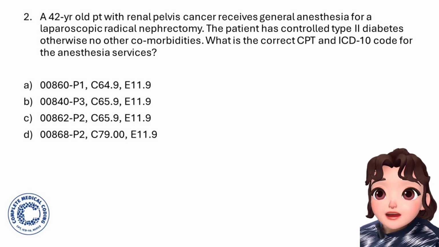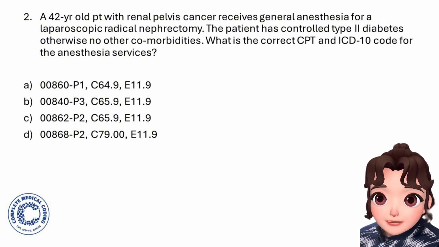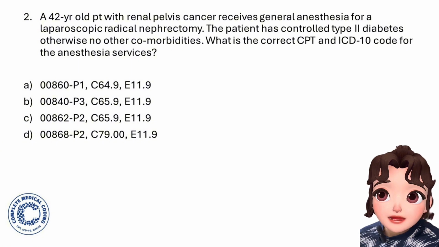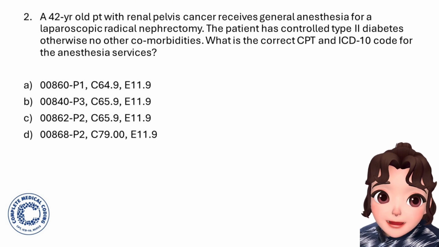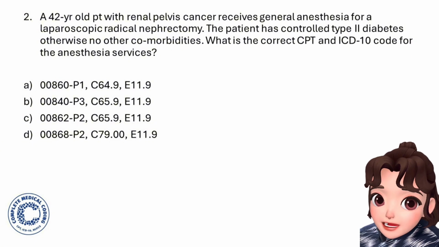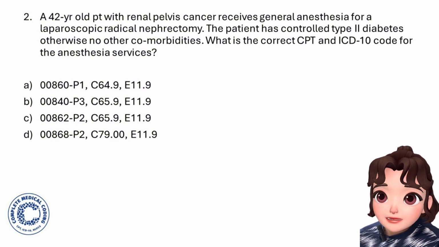Now if you can see each and every option, there is physical status modifier mentioned. See, this question is very easy to understand, because you can check it with the physical status modifier. P1, P3 and P2 is mentioned there, right? What is P1 physical status modifier? P1 represents a normal healthy patient. This is not a normal healthy patient. P2 represents patient with a mild systemic disease. Yes, we can say it is a mild systemic disease.